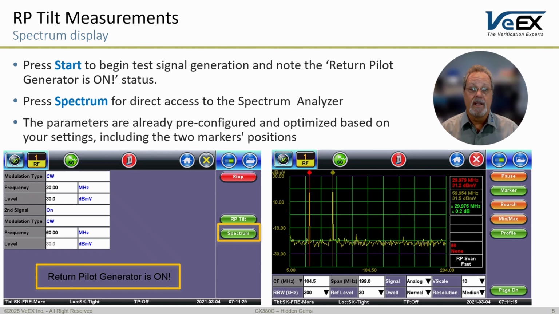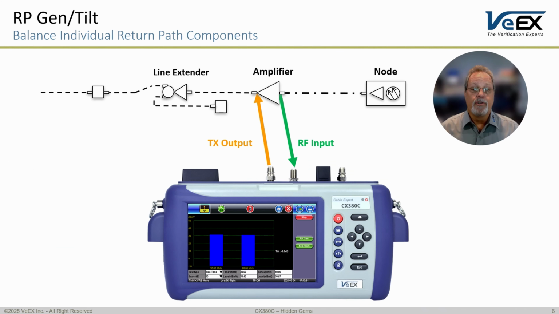If the spectrum is selected, the screen will display the measured carriers in the spectrum analyzer mode. The frequencies and markers will automatically be set based on the settings from the generator screen. The user can use the RP Gen Tilt mode to verify and balance individual components in the field by simply transmitting the desired carriers from the CX380C through the component and measure with the same CX380C. This method can be done on any of the components in the field.